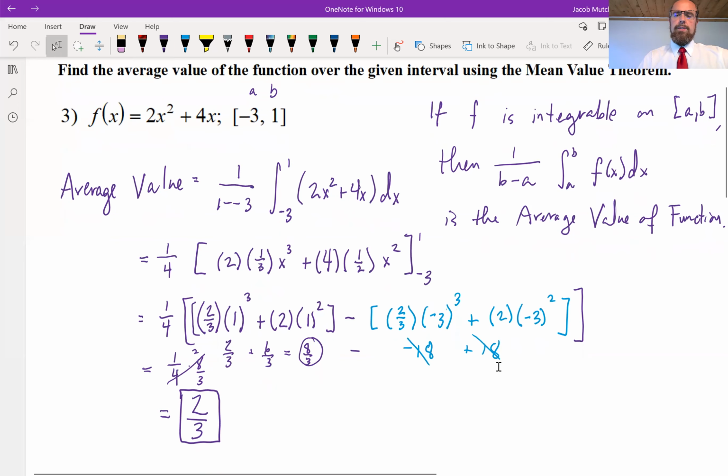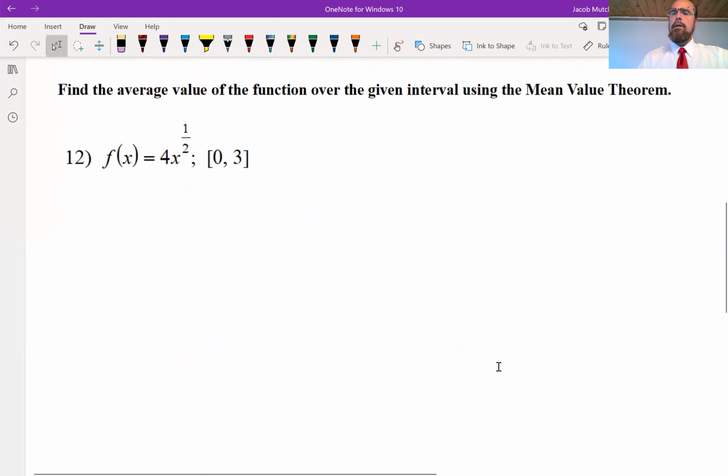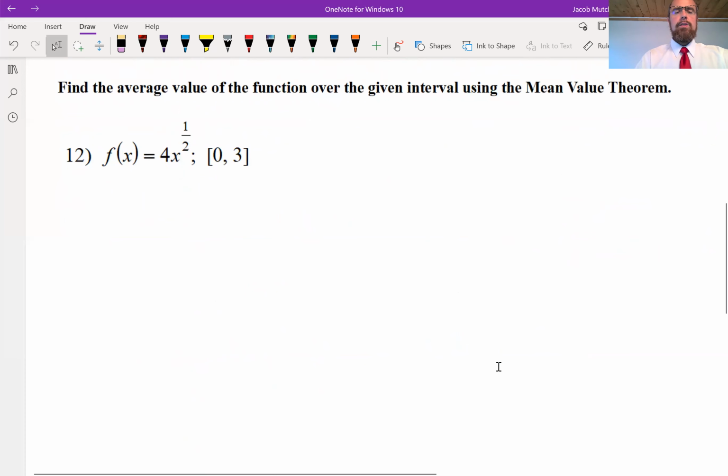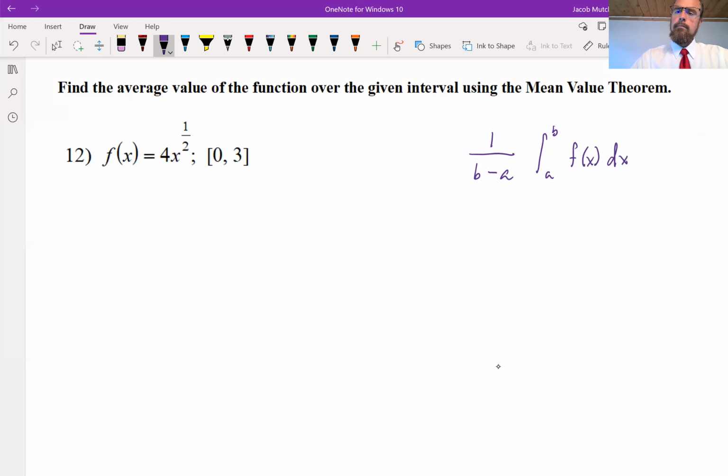Let's take a look at a second example that involves a fractional power, 4x to the power of half. So I want to again remember my formula for the average value of the function. It's 1 over b minus a times the integration from a to b of f of x dx. So here my a is 0, my b value is 3. So we'll set up the average value.